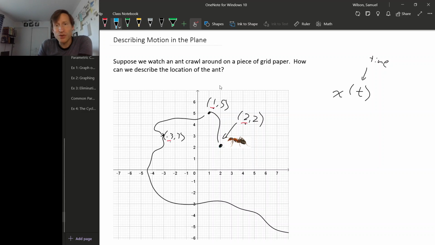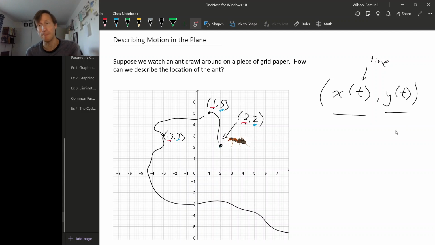And the same thing goes for its y coordinate, right? Its y coordinate changes from place to place. So we can't call its y coordinate just y. We have to call it y of t. We have to use a function. So what we get is a point like we're used to, but the coordinates, instead of being numbers, are actually functions of time. This is such a common situation that there's a whole vocabulary around this kind of setup.